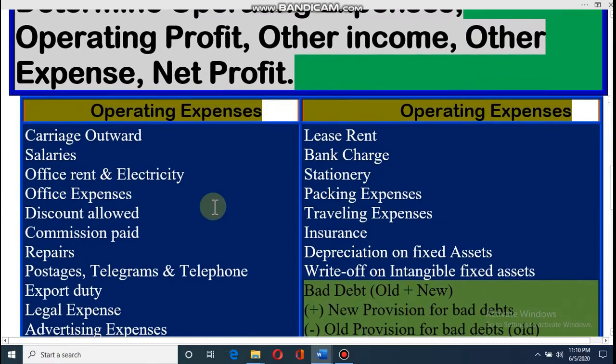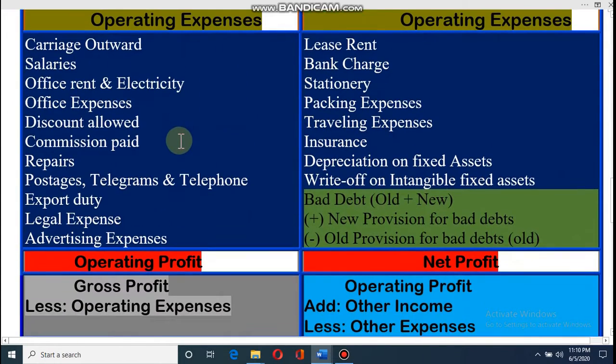Dear student, now a list of operating expenses. You know, to run the business, whatever expenses are incurred, those are operating expenses. Last class we discussed some direct expenses which are directly related to production and are included in cost of goods sold. Now we will discuss some expenses which help to run, that means operate, the business. That's why they are called operating expenses. All of these are indirect expenses, that means this type of expense is not related to purchase or production.